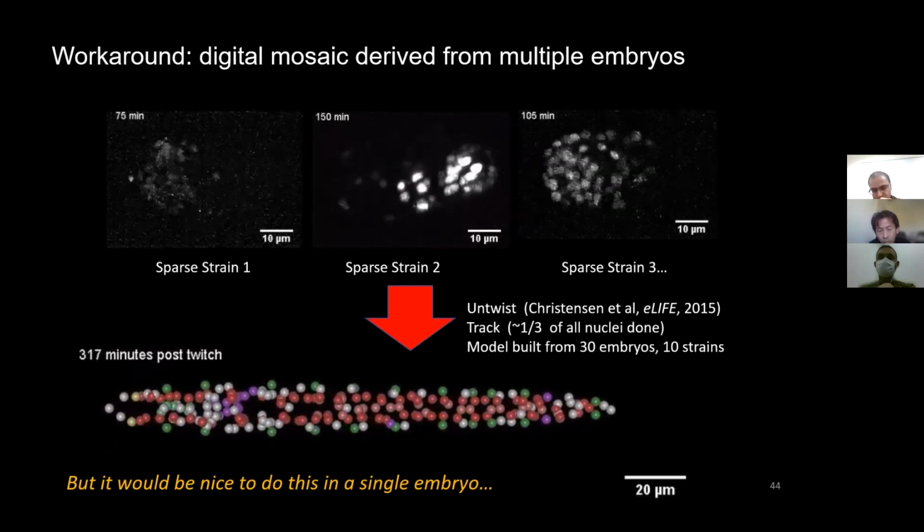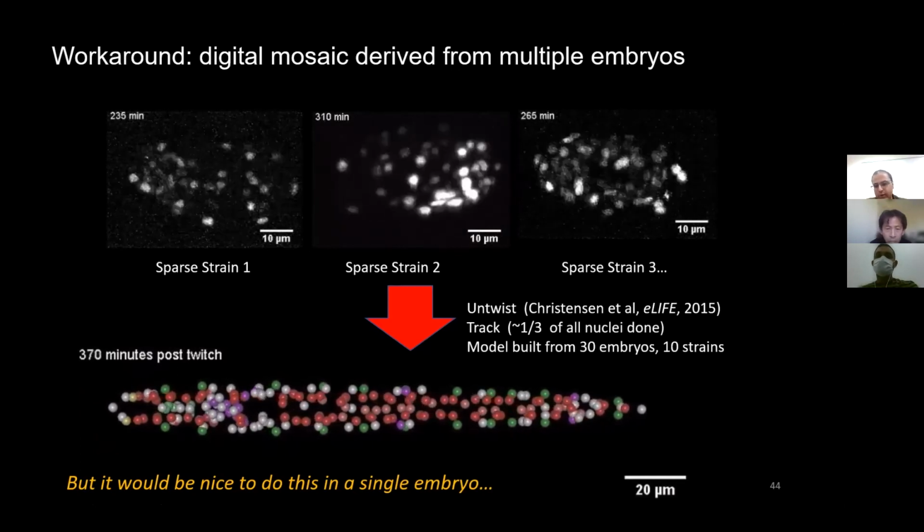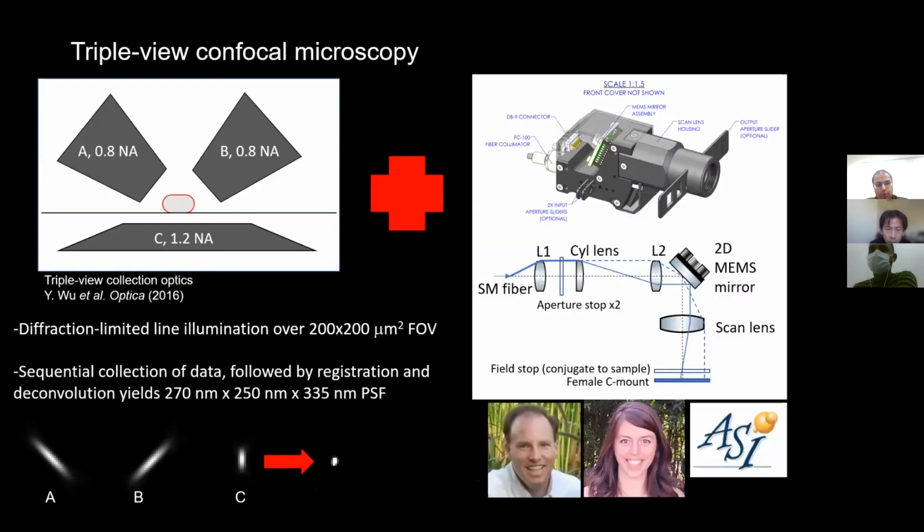That's the goal. Okay, so in order to do that, we built the following microscope, which is this triple view confocal microscope. So we come in with different objective lenses around the sample, which could be an embryo or it could be a cell or a piece of tissue. We collaborated with ASI to build these compact line scanning illuminators.